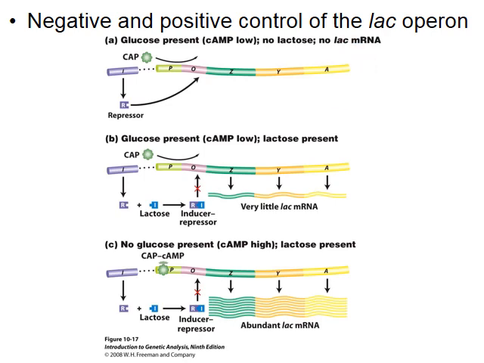So maximal expression is going to occur in scenario C, where we have no repression, but we do have activation. No glucose is present, meaning cyclic AMP is present. We have activation, no repression, and as a result, we see the largest level of expression of the lac operon.